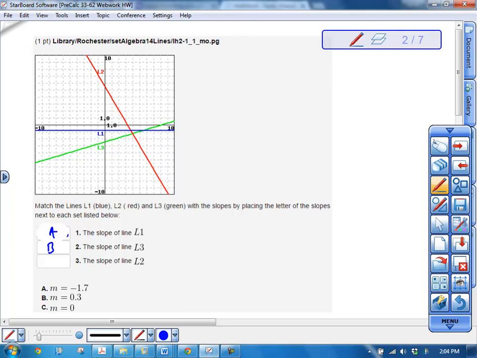The slope of L2 then, which is the red one, it has the negative slope. So that's going to be A. I'm sorry. L2 is the red one, so that's going to be A. So number 1, slope of L1 is the blue one, and that's 0, that's C.